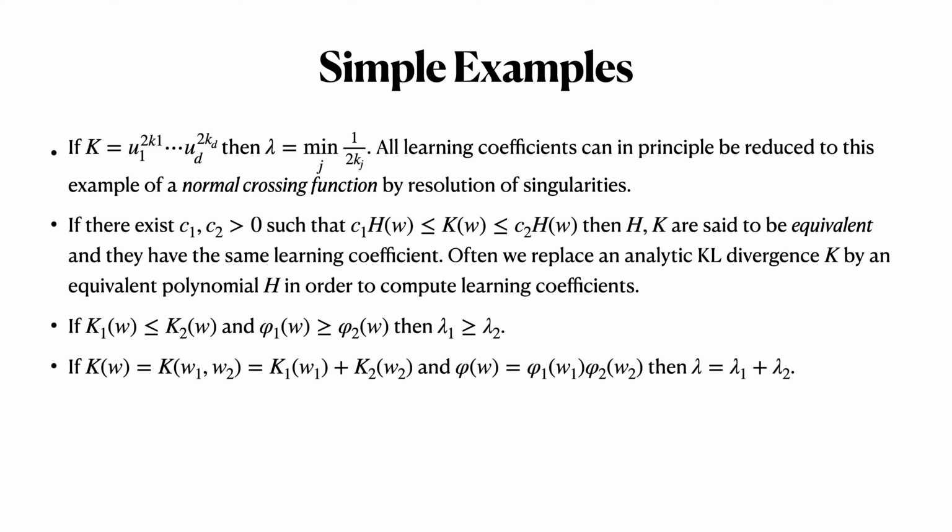Okay. This is also useful. If your KL divergence splits as a sum of two pieces, one of which depends on some subset of the parameters and another which depends on the other set of parameters, and the prior decomposes, then the RLCT is additive. Okay, so it's kind of extensive.